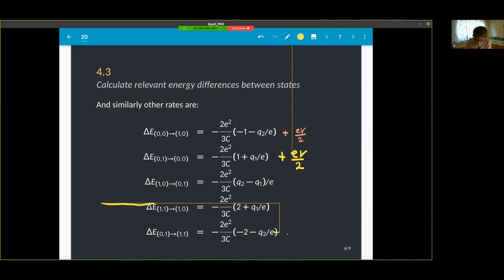On the opposite, if an electron enters the system from the left, we can say it's E minus eV over 2. And if the transfer is happening between them, there is no work done by the voltage source, and delta E from 1, 1 to 1, 0 is, again, we need to do work putting a negative electron to an already negative voltage source. So this system is energetically consuming.